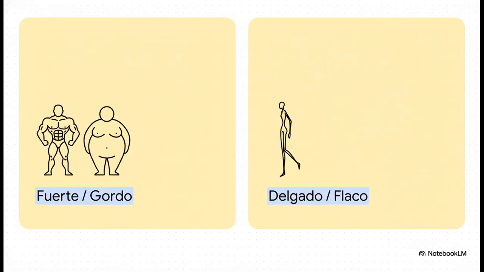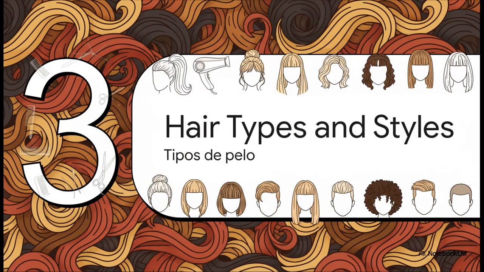And this brilliantly illustrates how we describe overall build using those same direct contrasts. A person with a robust or heavier frame might be fuerte, meaning strong, or gordo, meaning heavy. The exact opposite to those builds would be delgado or flaco, both of which basically translate to thin or skinny. Pairing these opposites up makes them so much easier to pull out of your memory when you need them. Okay, section 3, hair types and styles, or tipos de pelo.